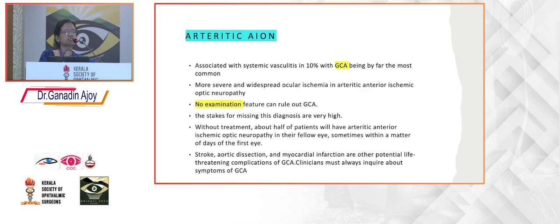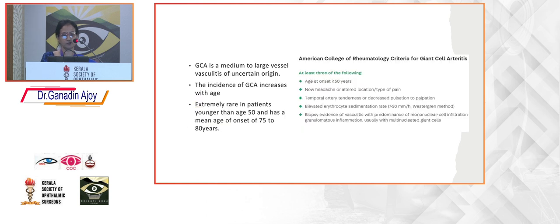So this is a case of arteritic AION. It is almost always associated with GCA until proved otherwise. It is more widespread. There is no examination feature to rule out GCA per se, but the stakes of missing this are very high because the fellow eye will get involved within days even. Stroke, aortic dissection, and myocardial infarction are other life-threatening complications. There are criteria: age greater than 50, new headache, temporal artery tenderness, elevated ESR, and biopsy.